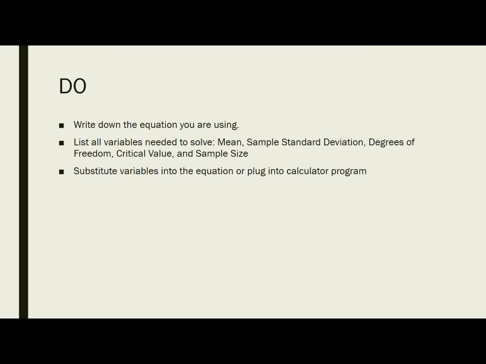For the do portion, start by writing down the equations you will be using and by listing all the variables needed to solve, including the mean, sample standard deviation, degrees of freedom, critical value, whether that's a z-star or t-star value, and the sample size. After finding all these values, substitute them into your calculator and you should get an answer.